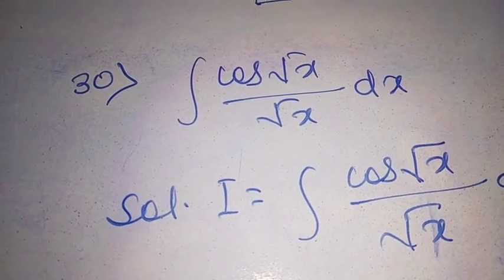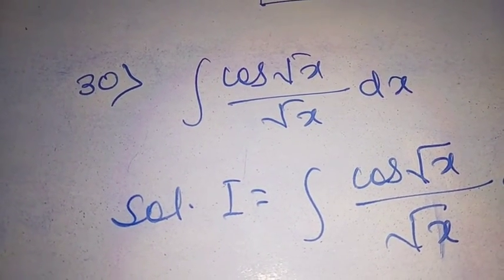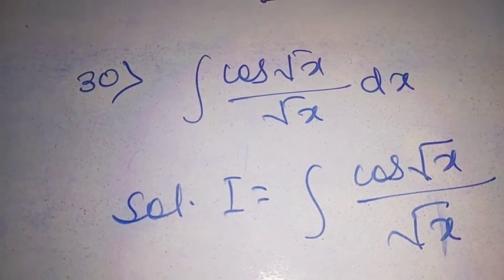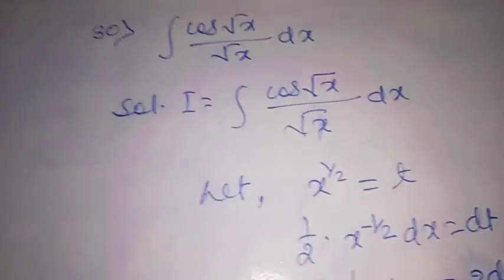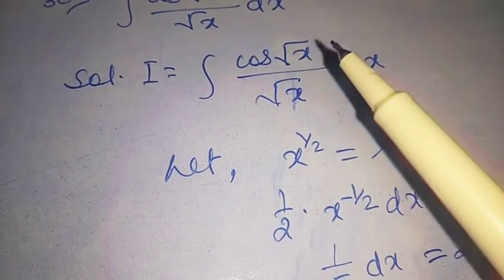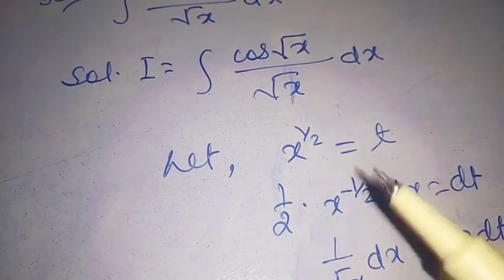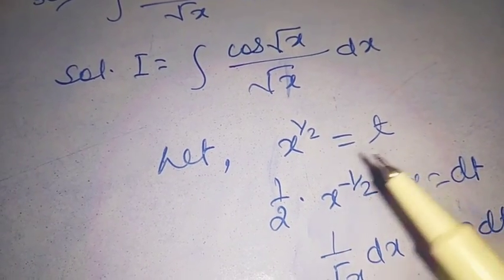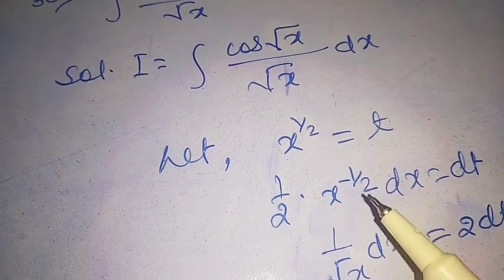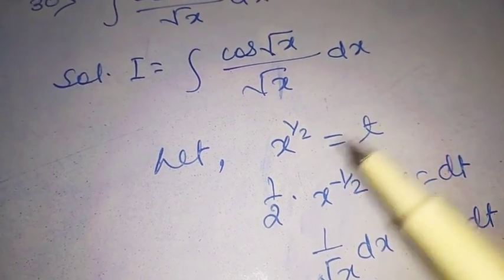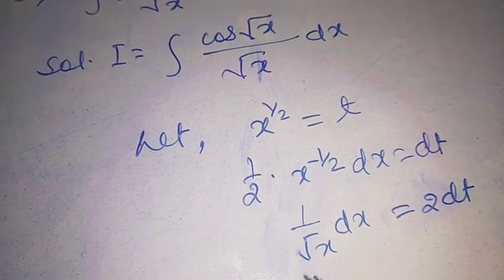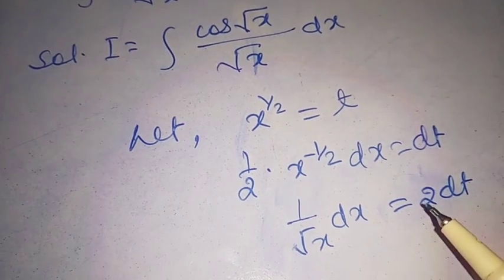Now the question number 30, which is integration of cos of square root of x upon square root of x into dx. For this question, we will substitute t in the place of square root of x. So you can see, when we differentiate both the sides, it will be 1 upon 2 into x to the power minus half into dx is equal to dt. So it can be written as like this. So it will be 1 upon square root of x into dx is equal to 2 dt.